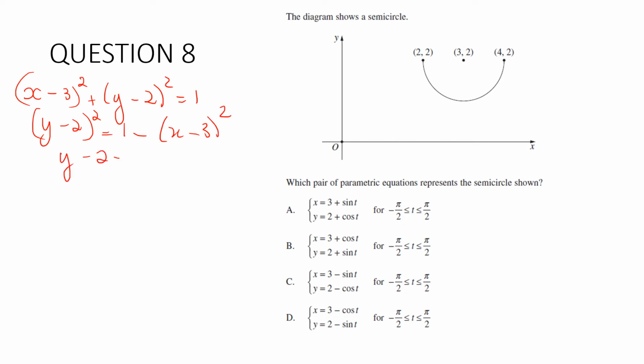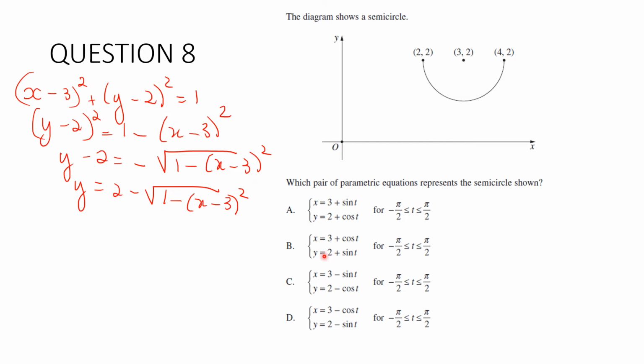y - 2 is equal to, we want the negative square root because it's the bottom semicircle. And so y = 2 - √(1 - (x - 3)²). Now, if we substitute in x = 3 + sin t, I get 3 + sin t - 3, which is sin t. (sin t)² is sin² t, so 1 - sin² t gives me cos² t under here, and the square root is cos t. And so y would equal 2 take away cos t.